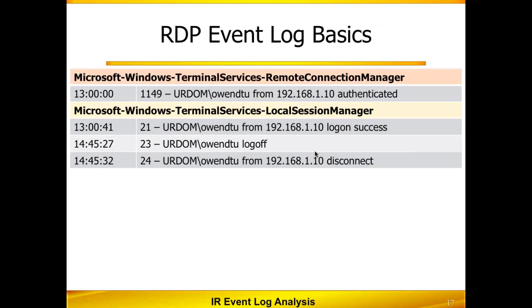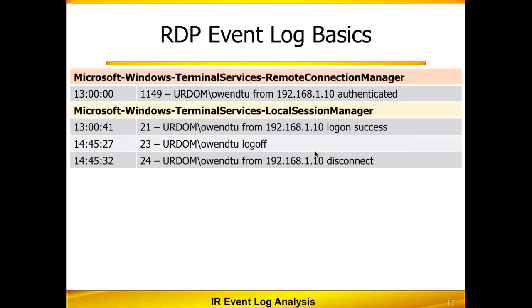But if you drill down into the local session manager event logs with that, you also see more detail, okay? So in the local session manager, there are events numbered 21 through 25 that are the interesting events. But the ones that are particularly interesting are the 21 events. That shows a successful login. So you'll typically see an 1149 event in the remote connection manager log paired with a 21 event in the local session manager log. So they should match up. You should see the same user. You should see the same source IP address.